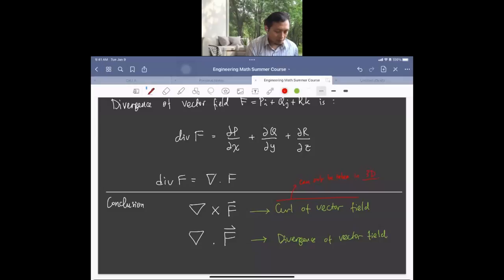I think this is very basic and simple enough: del dot F for divergence, del cross F for curl. Let's say we have some examples to see what curl and divergence really mean, and if we can compute them, what does it mean?